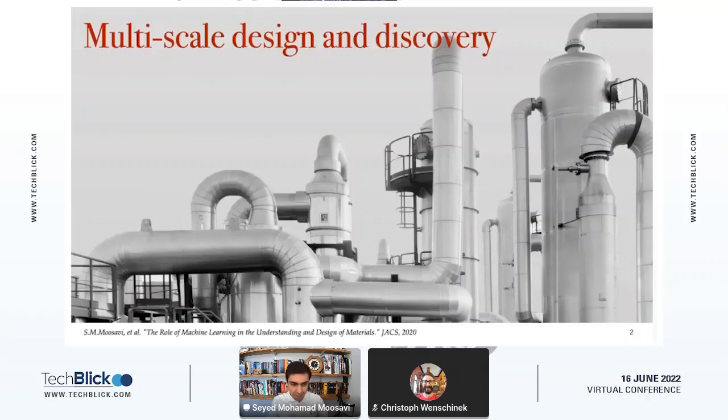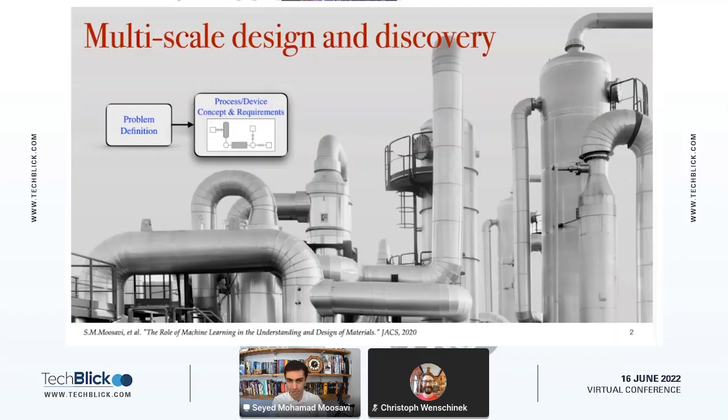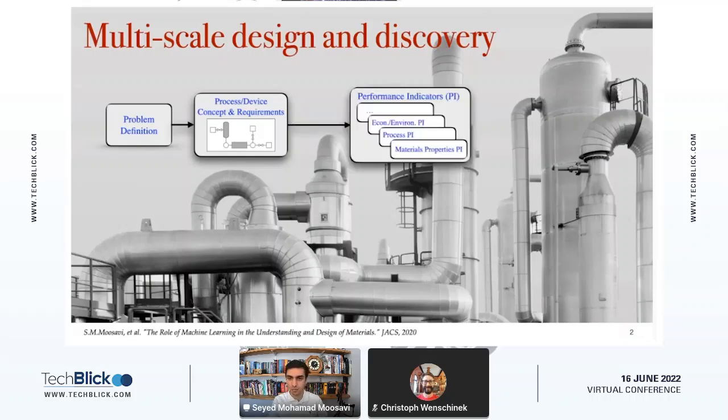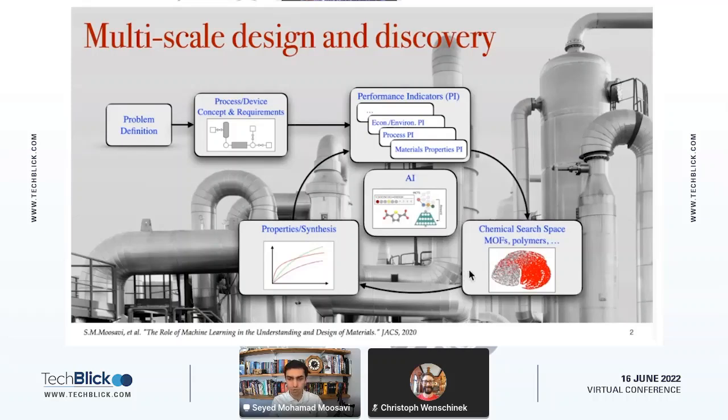So, from our perspective in chemical sciences, when we think about multi-scale design and discovery, we are often given a problem that has a multi-scale nature. Whether it is design of a catalyst or design of an adsorbent, we come up with a conceptual design. So let's say we want to do an adsorption-based separation. And for this conceptual design, we end up with some performance indicators that we try to optimize by searching the chemical space available to us. So we would like to explore all possible materials, for example, that end up giving us the best performance.